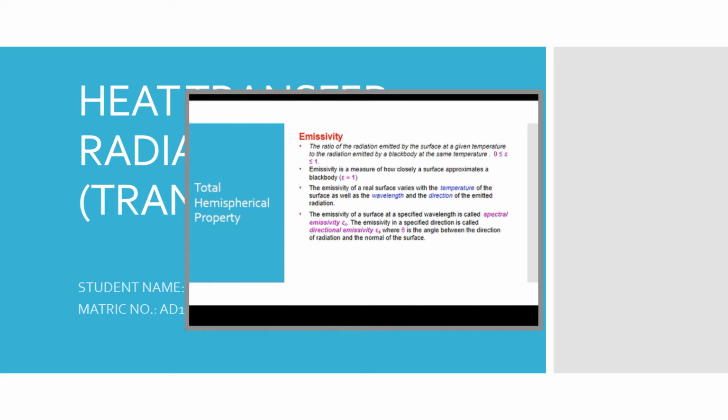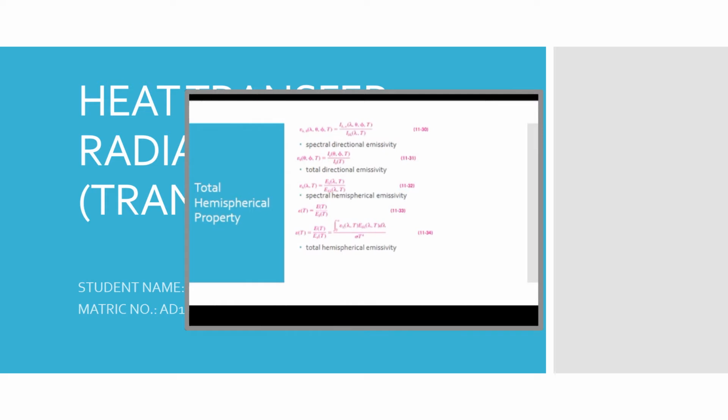Spectral directional emissivity is defined as the ratio of the intensity of radiation emitted by the surface at a specified wavelength in a specific direction to the intensity of radiation emitted by a black body at the same temperature at the same wavelength, as in equation 11.30. The directional emissivity is defined in a like manner by using total intensities, or the intensities integrated over all wavelengths, as in equation 11.31.